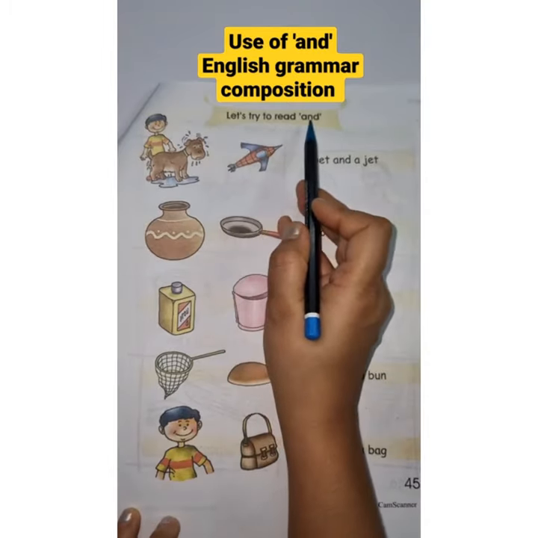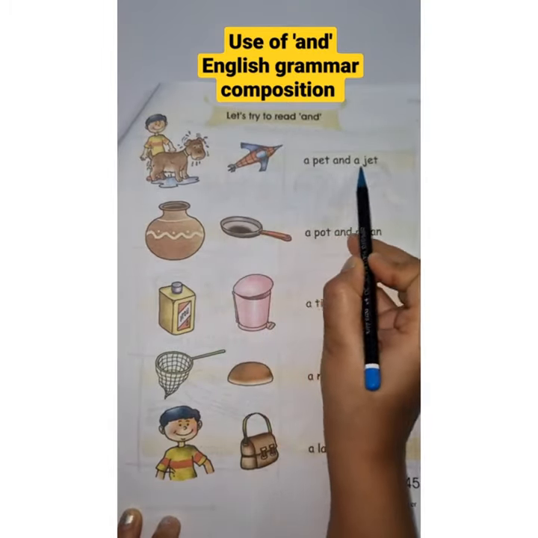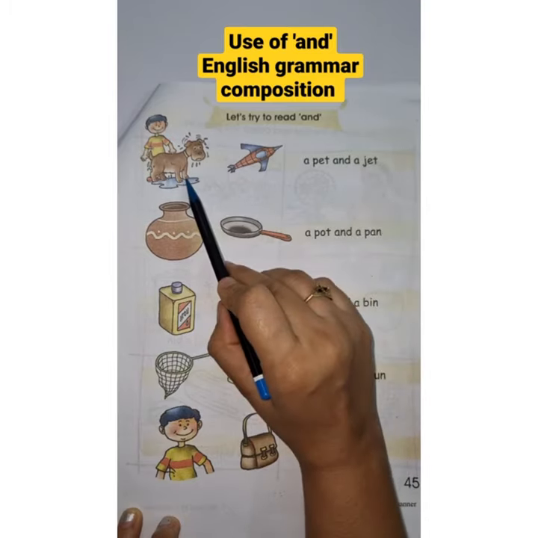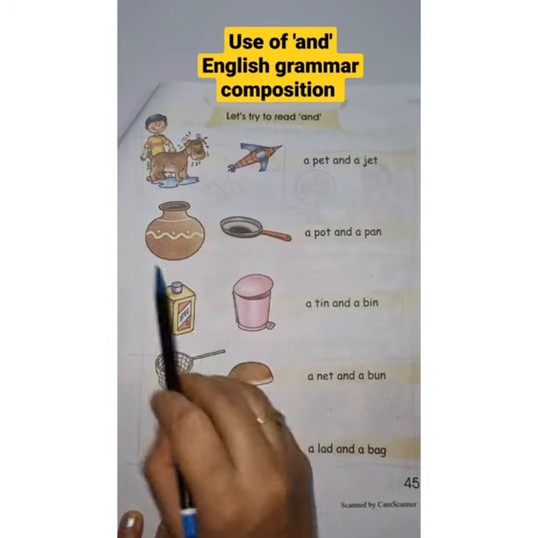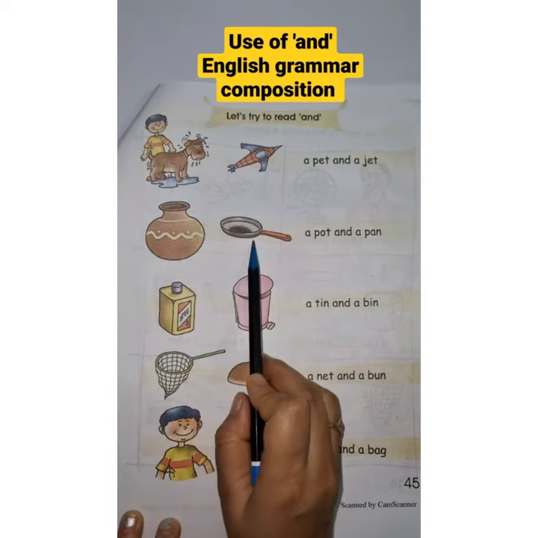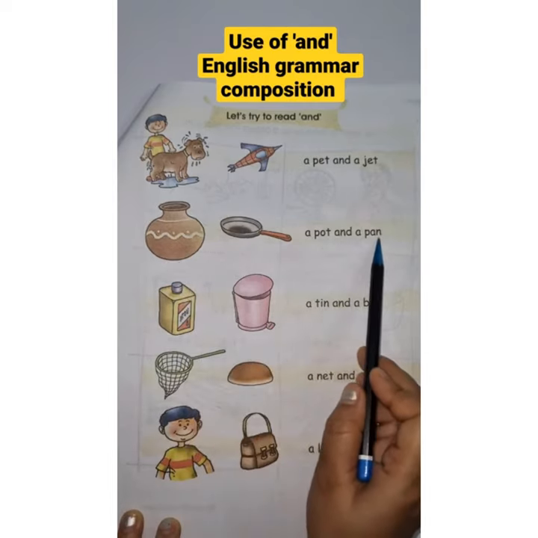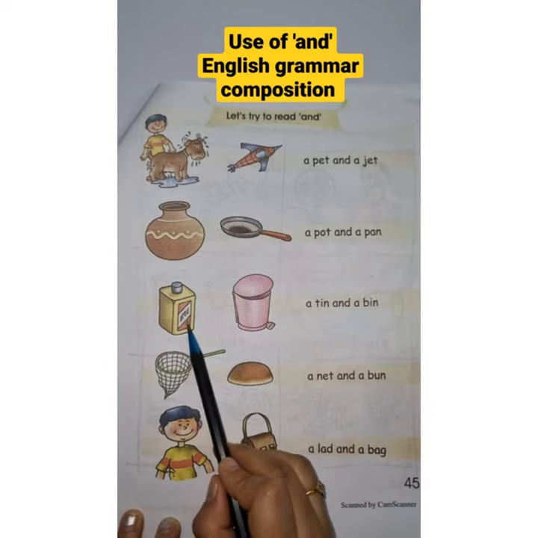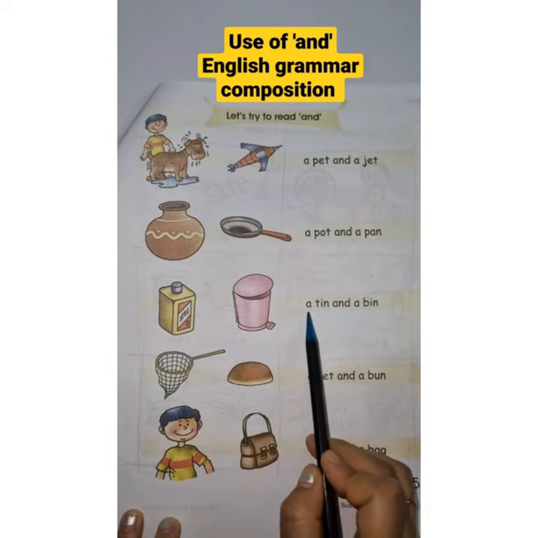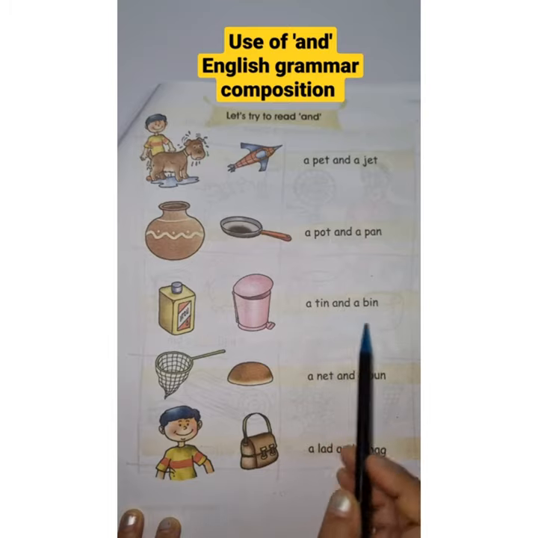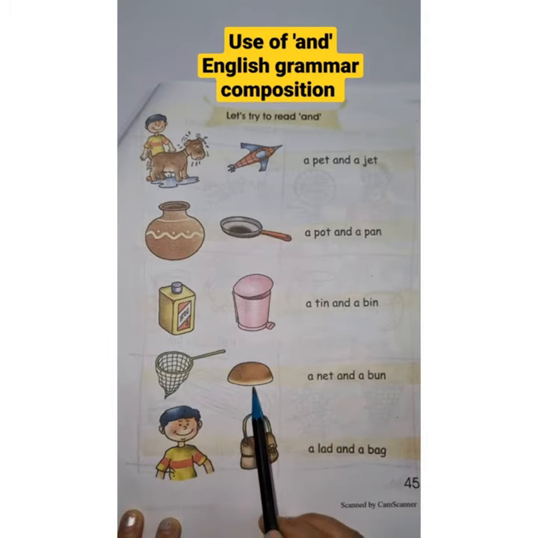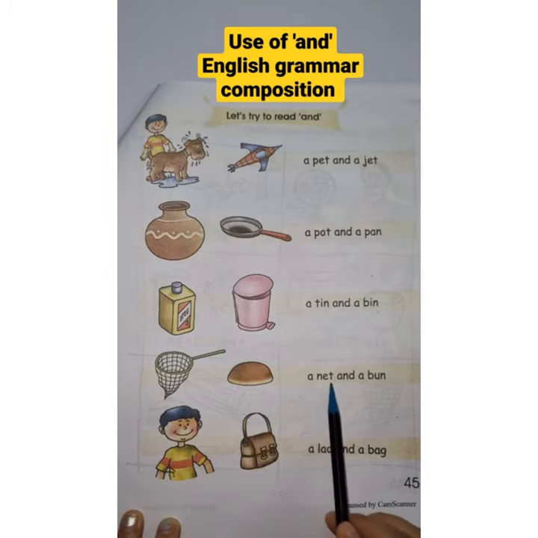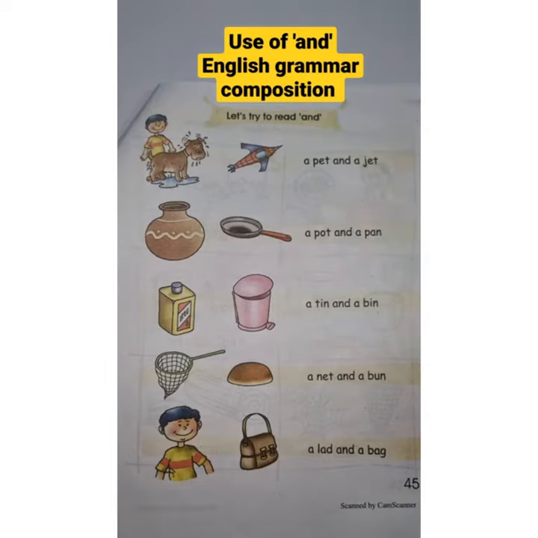Let's try to read and. A pat and a jet. A pot and a pan. A tin and a bin. A gnat and a bun. A lad and a bag.